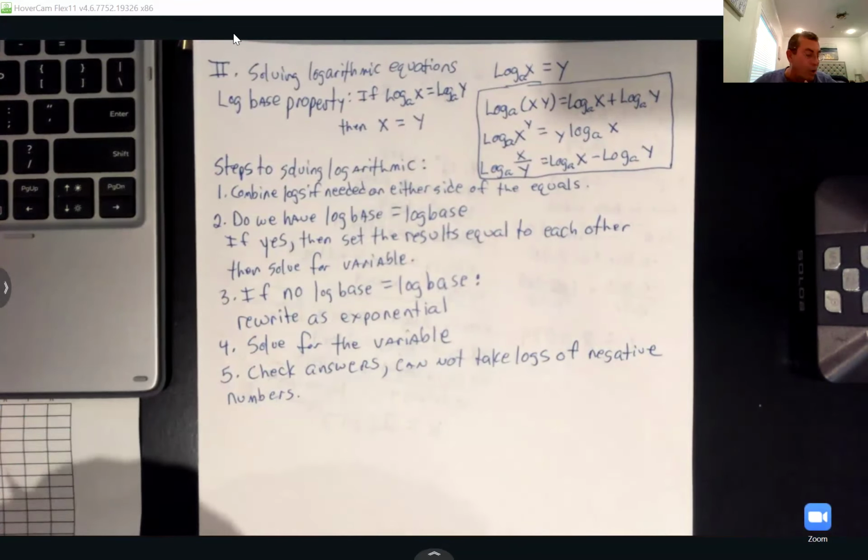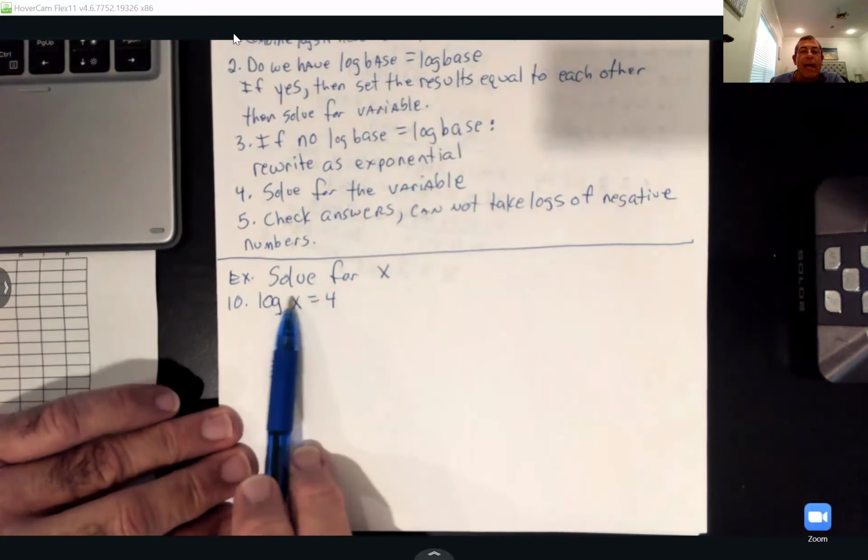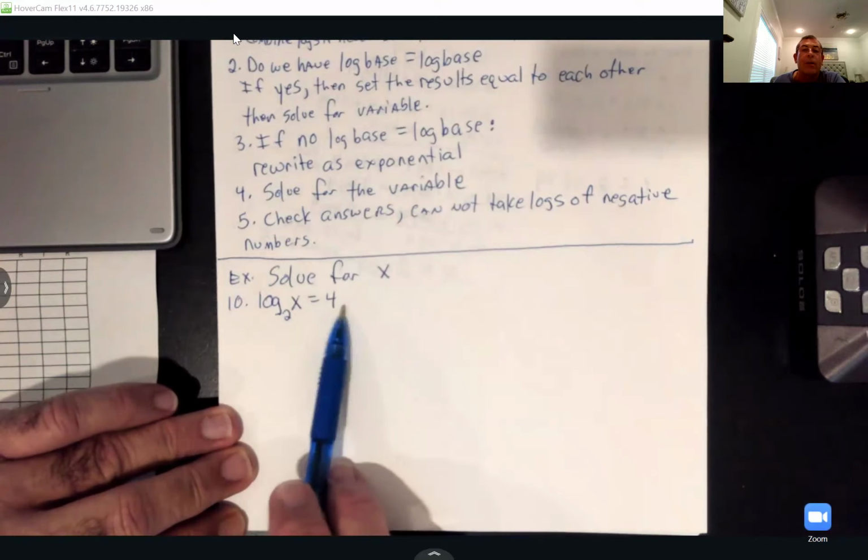All righty, so I guess we're ready. These are going to say solve for x, and these start at number 10, okay? So log base 2 of x equals 4. I've already got a single log over here, but there's not a log on this side. So I can't do log base equals log base because I don't even have a log over here.